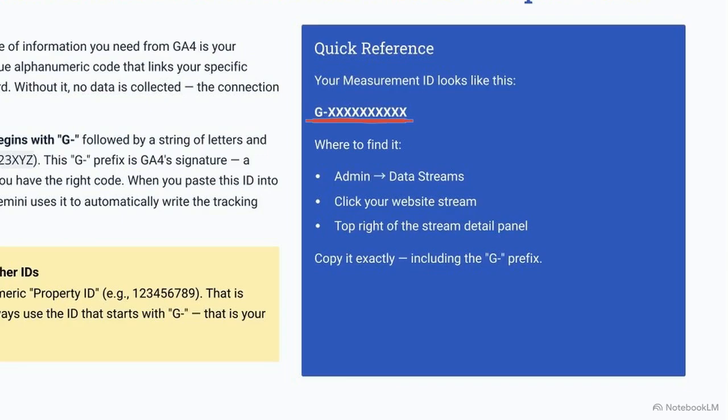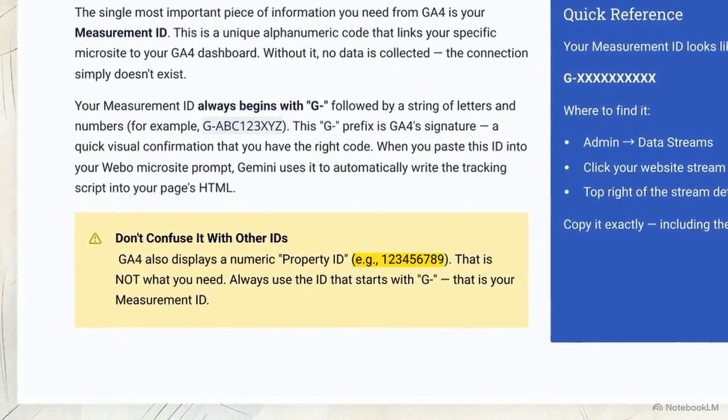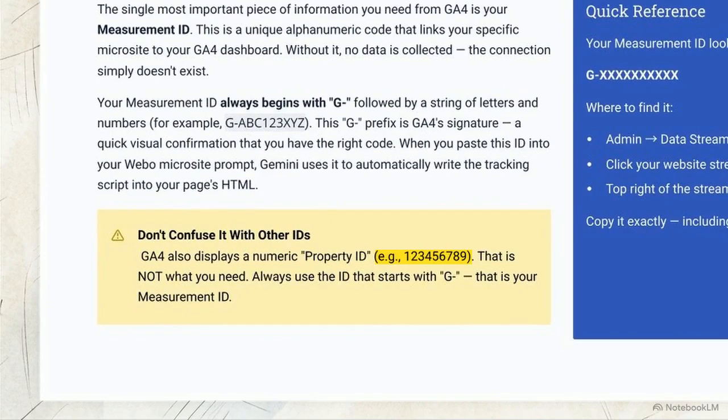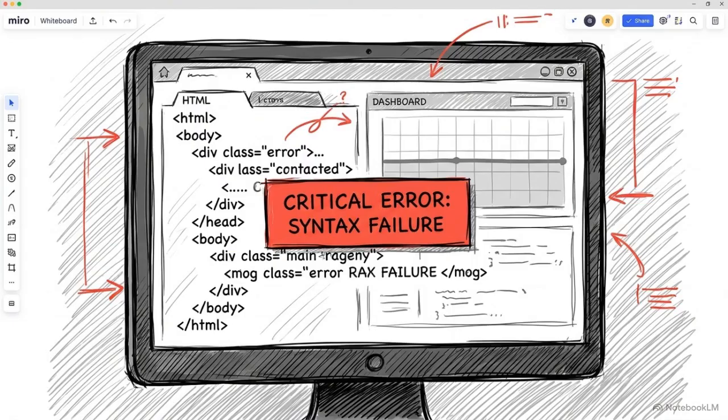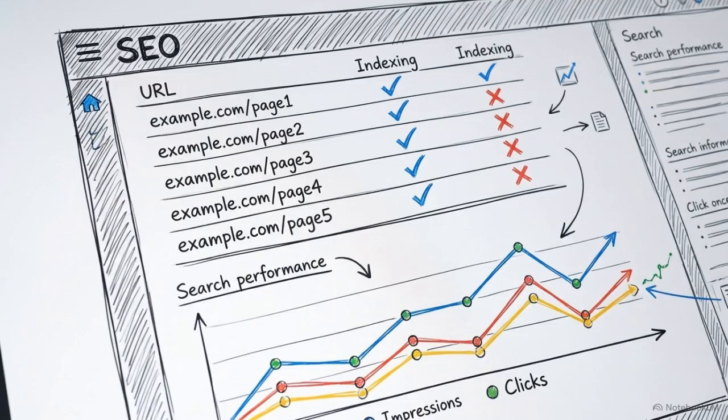Your measurement ID always begins with the letter G followed by a dash. Copy this code exactly. Do not use the numeric property ID. If you do not include this G prefix, the internal tracking connection will not be established, and no data will be captured. Now we look at Search Console.